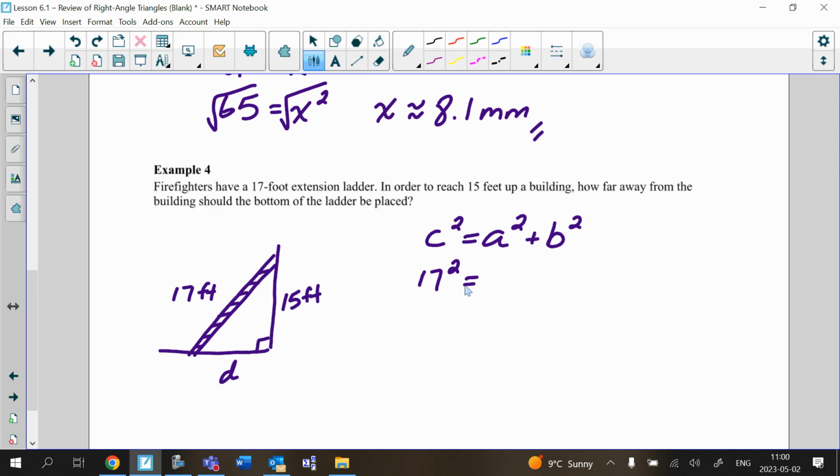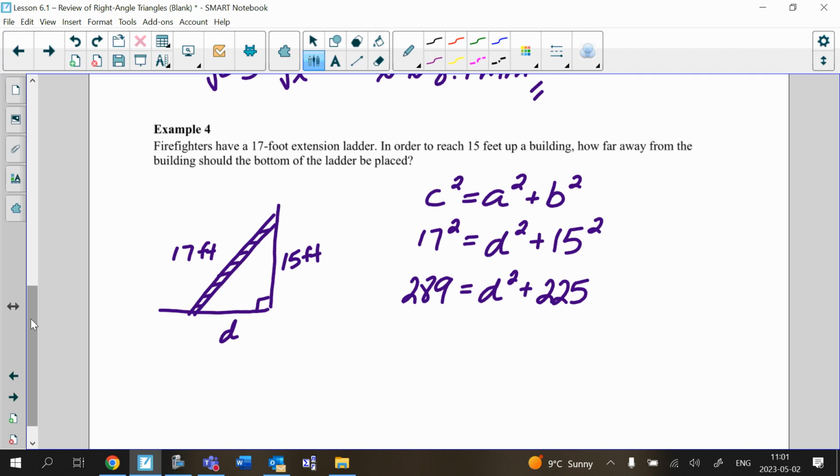17 squared is 289, equals D squared plus 15 squared, which is 225. If I subtract both sides by 225, I will get 64 is equal to D squared, which is a nice clean number to take the square root of, which gives me 8 feet. Don't forget your units.